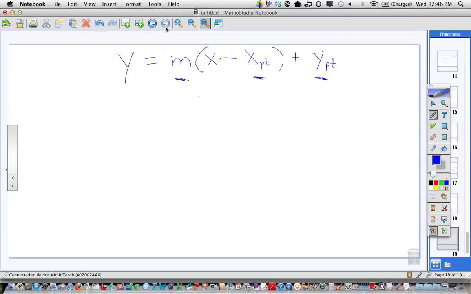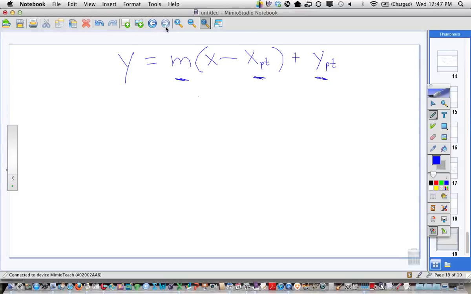So probably the most common question on the AP test is, find the equation of the tangent line to this function at this point. You're going to see that question over and over and over again. Well, this is how you find the equation of any line, right here. You need a slope and you need a point.